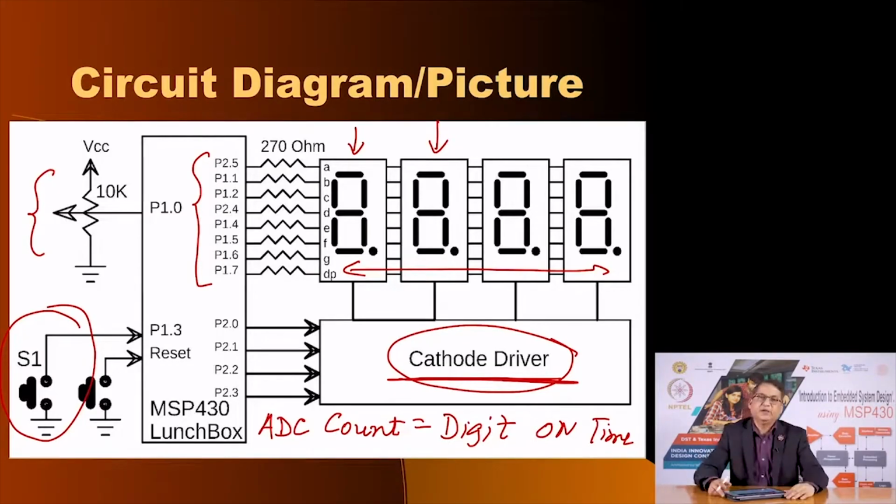Now, let us keep the same circuit diagram, let us not change anything on our breadboard and the way the connections are made from the lunch box, and recall that the switch which is connected to P 1.3 is on the lunch box. So, you do not need to connect any other switch on your breadboard. The only thing you need to connect on the breadboard are these 4 digits, these 8 resistors for the 7 segments of the 7 segment display, and the cathode driver in the form of 4 NPN transistors and 4 resistors in series connected to P 2.0, 2.1, 2.2 and 2.3.